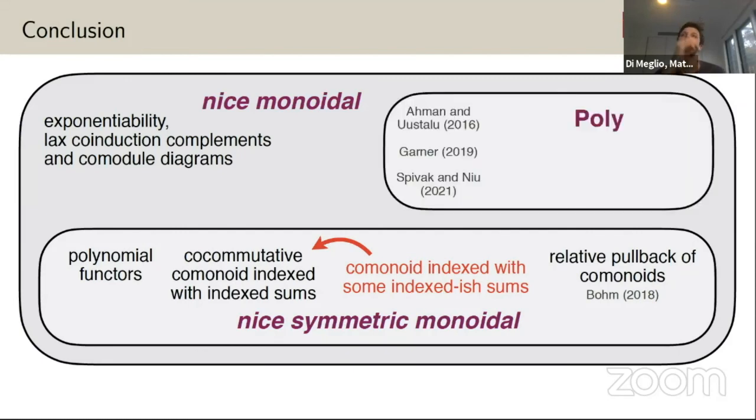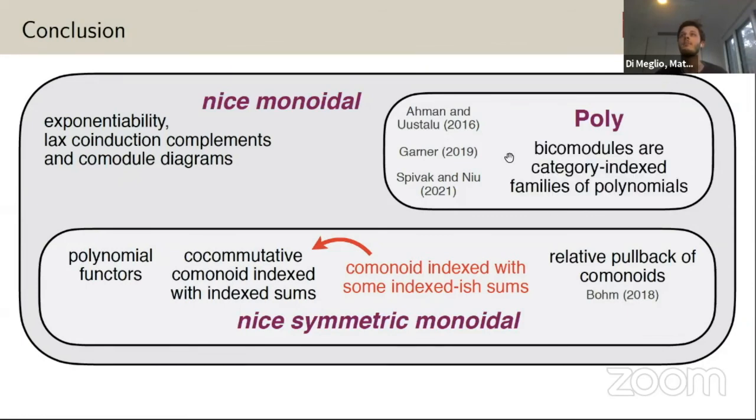Another thing that I've been thinking about a lot very recently is this category that Spivak calls Poly. So these are the single variable polynomial functors in Set. Now, this has been of quite a bit of interest lately in the applied category theory community. I don't have much time to say what the comonoids and the comodules are, but an observation that I've made recently is that the bicomodules in this category can be regarded as category indexed families of polynomials.